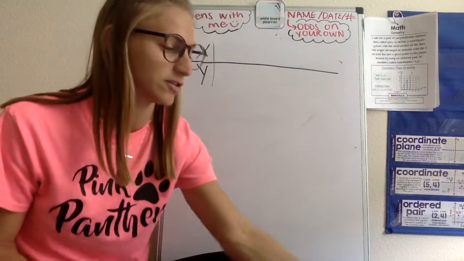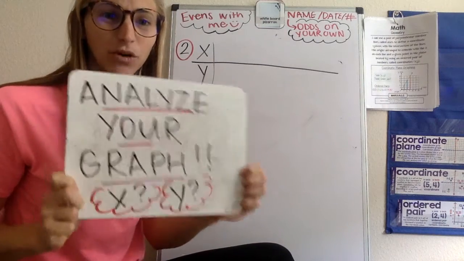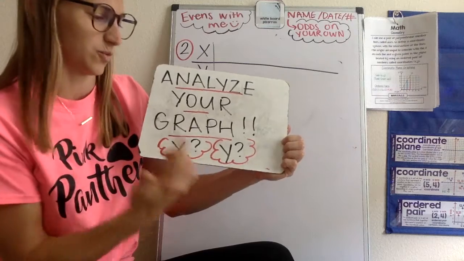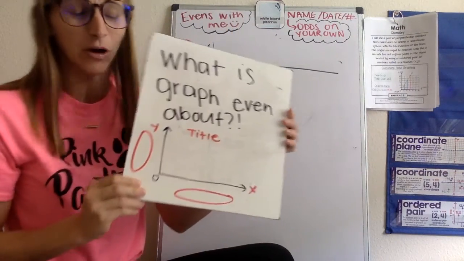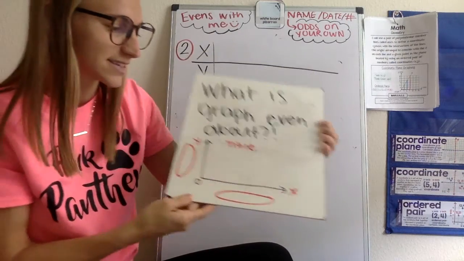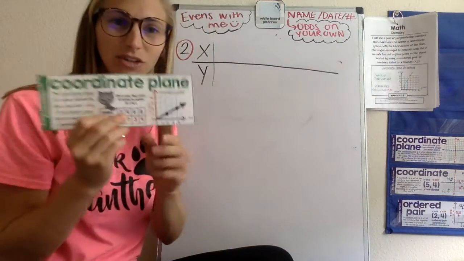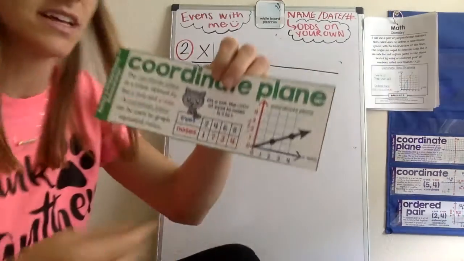So I have some reminders for you. Number one, we're definitely going to practice analyzing our graph. What is the X? What is the Y? What is this graph even about? We need to check out the title. There's going to be titles on our Y-axis, on our X-axis. I want to use this as a little example for you before we hop into our Pearson lesson.